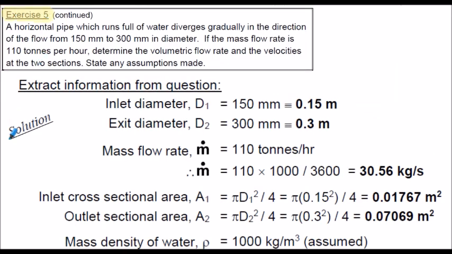Exercise 5, beginning of the solution here. Notice the mass flow rate was converted initially from tons per hour given in the question into kilograms per second. Assumption made here is that the mass density of water is 1,000 kilograms per meter cubed.